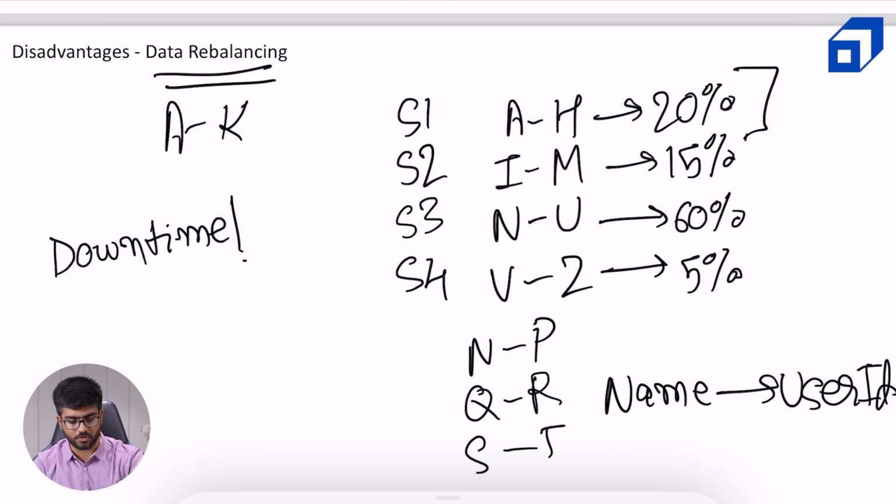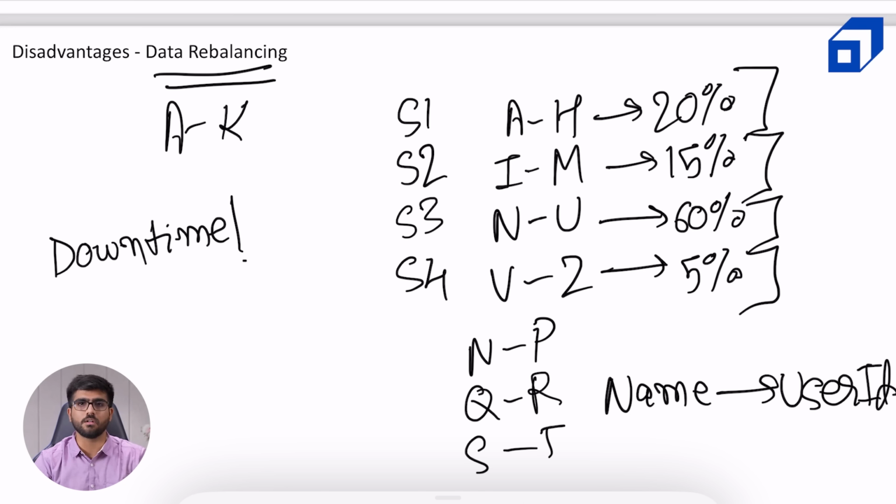Okay, these ranges which were decided earlier were based on the distribution of the current data. When your system grows, this distribution might change. We are not aware what new users will be added to our database. So it is highly possible that the current situation will differ highly from the future situation, and this rebalancing will keep on happening at regular intervals.